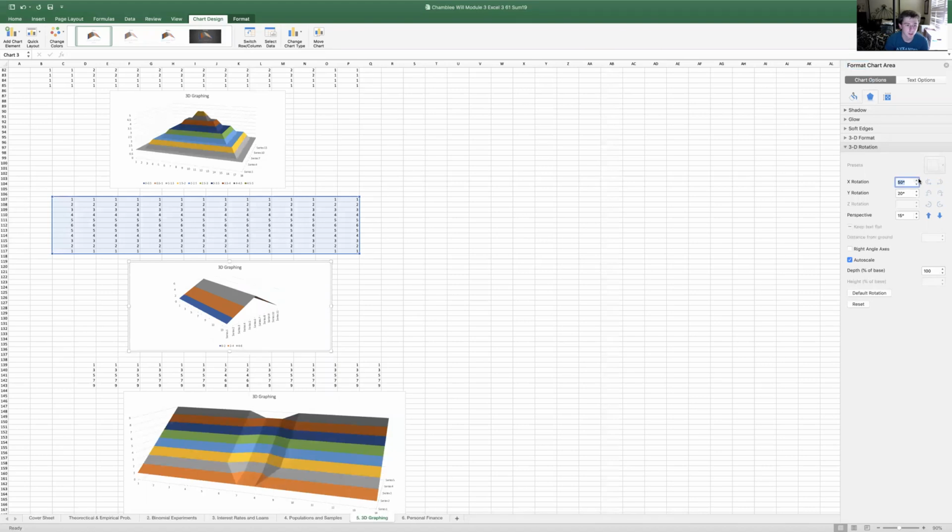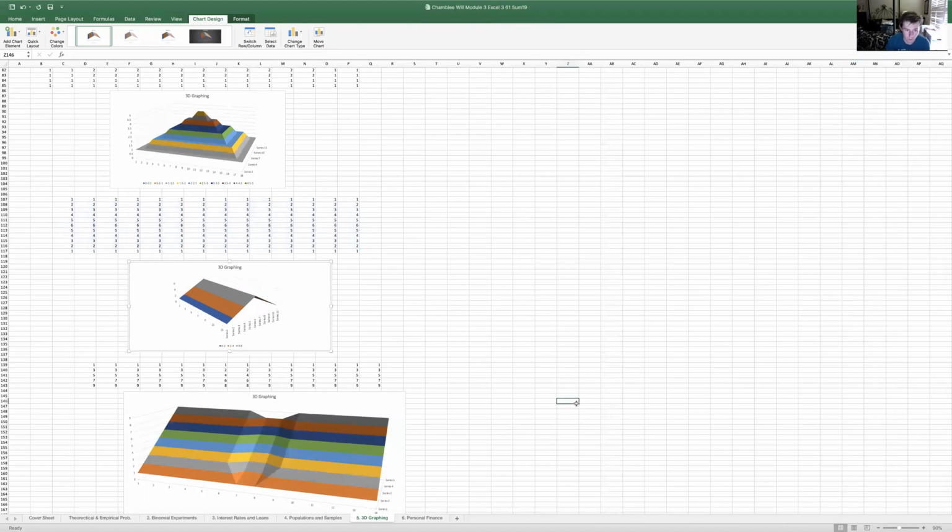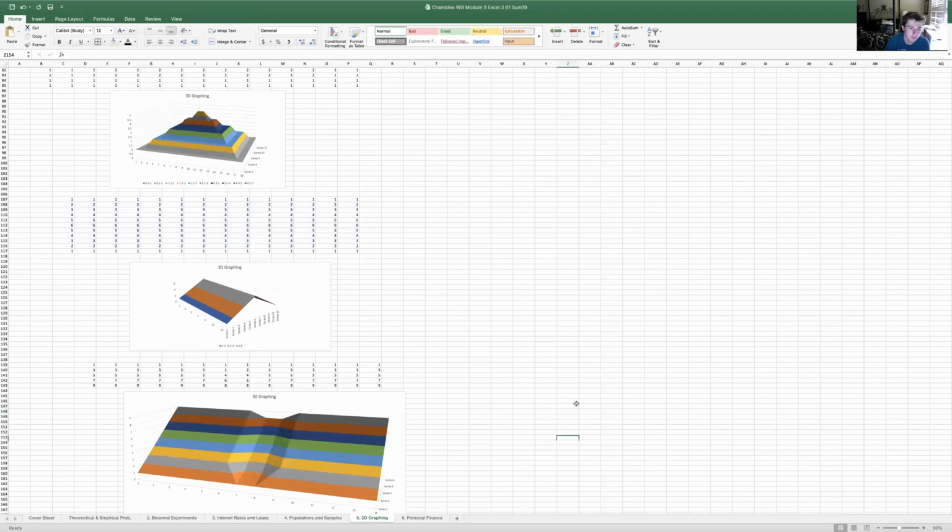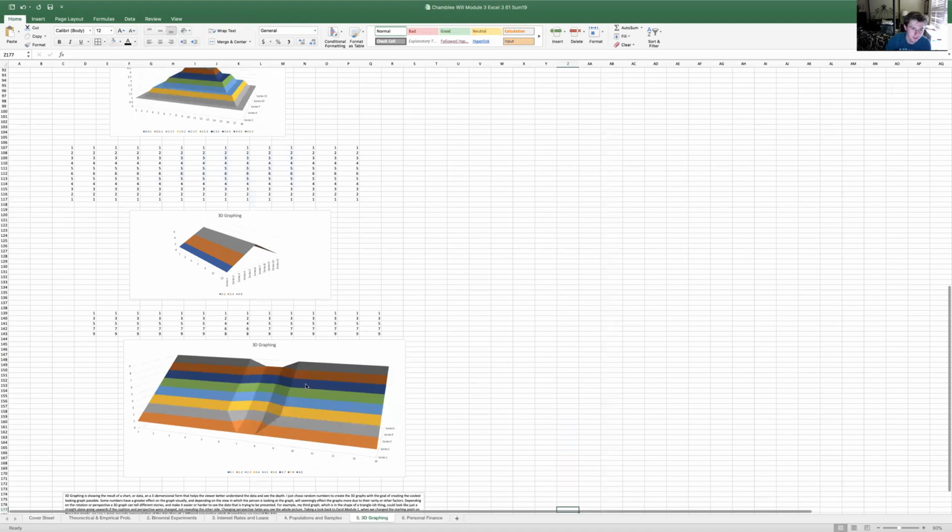So the X and Y rotations are important with 3D graphing. Here, I just made a cool-looking graph. It has this indentation. As you see, it went 1, 1, 1, 1. There's some 2s there in the middle to create the indentation, and then there's 3s. So it's really cool how you can create shapes out of 3D graphing. Excel is really good at that.